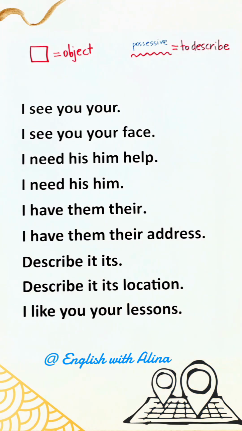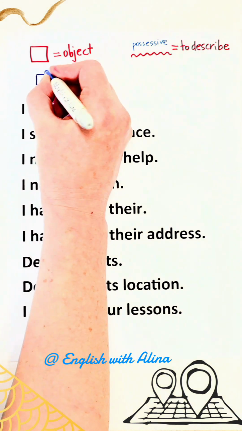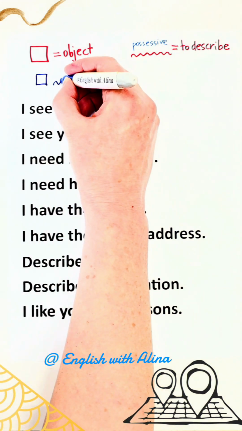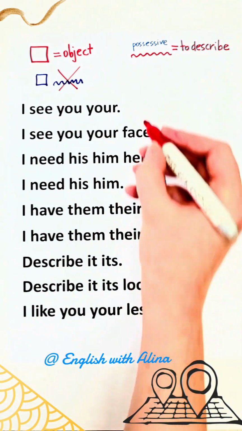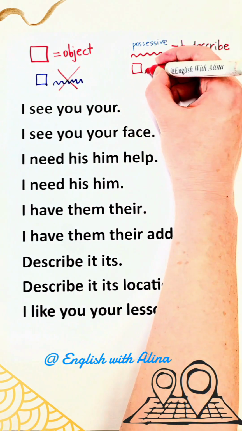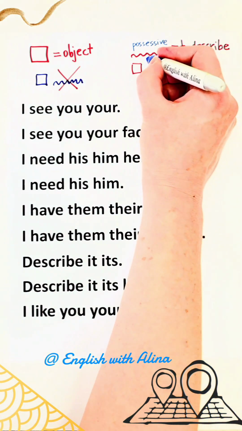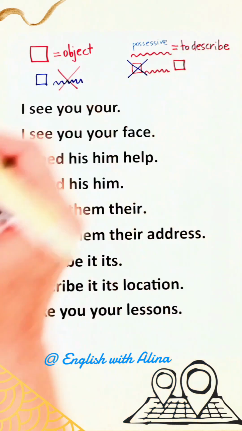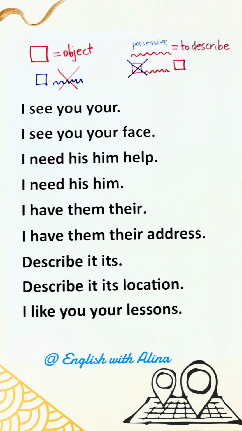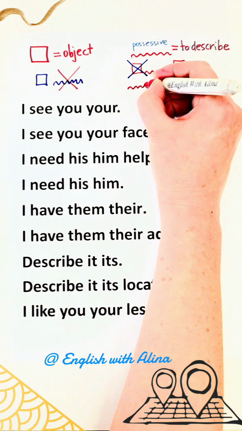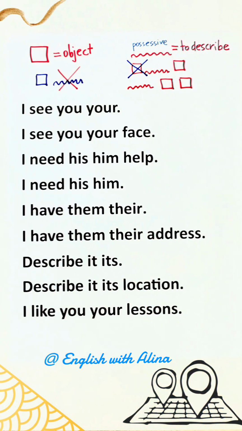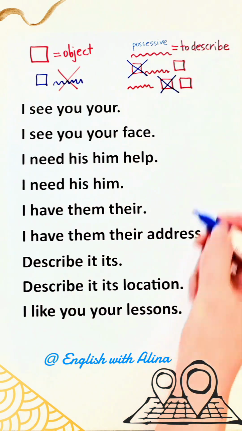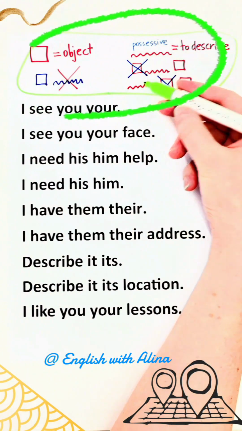So, let us identify the patterns. If you have an object and a possessive, drop the possessive. If you have an object, a possessive, and an object, drop the first object. If you have a possessive and two objects, drop one of the objects. Are you ready to see the pattern?